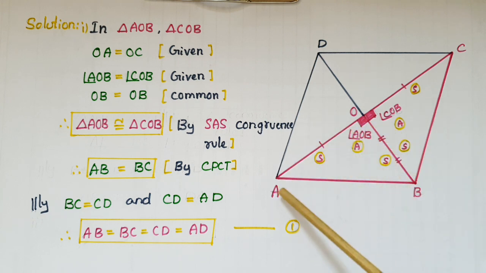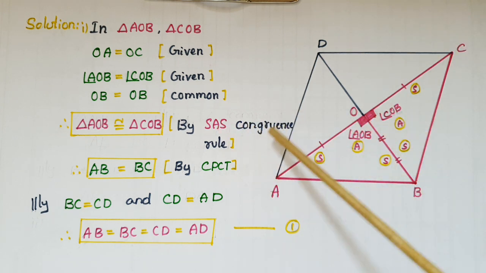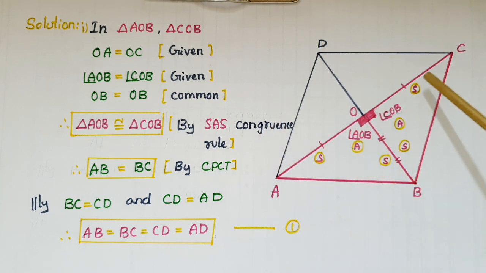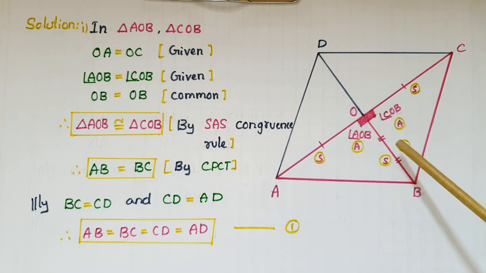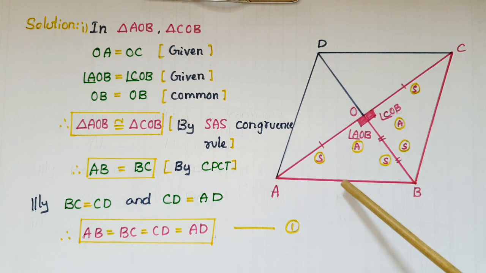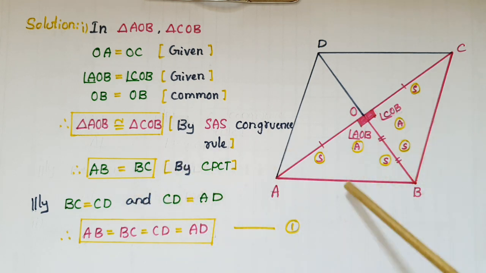So triangle AOB is congruent to triangle COB by the SAS congruence rule, because the side, angle, side of this triangle are equal to the corresponding side, angle, side of this triangle. Once these two triangles are congruent, we can equate the corresponding parts of these two triangles. So AB is equal to BC. These two sides are equal by CPCT.